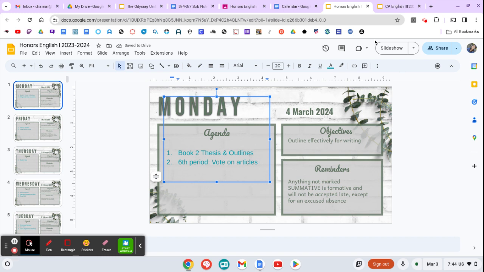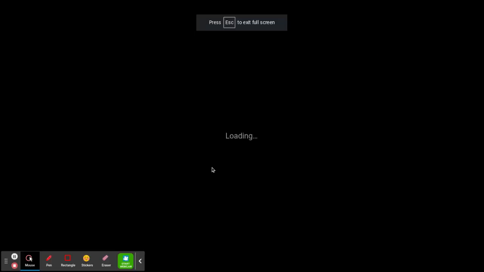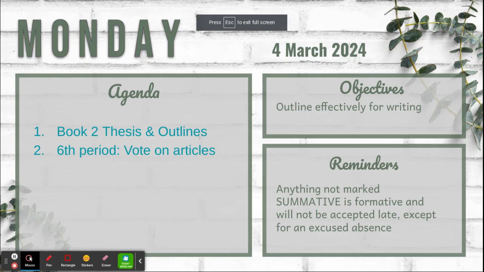Okay. One more reminder. I've been pretty lax on my late work policy lately just because I've been out, and I like to give sometimes a little bit more grace if I'm out for long periods of time. But I need to get more tight on this policy. Just keep in mind anything that is not marked summative. Except for those summative essays, which yes, I will accept late, anything formative will not be accepted late.